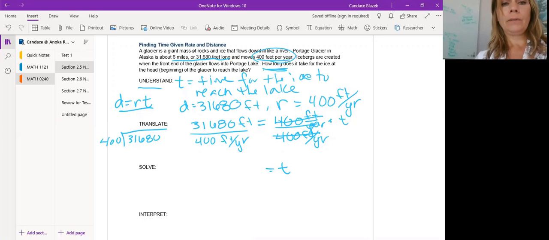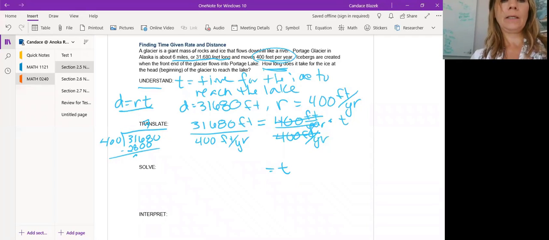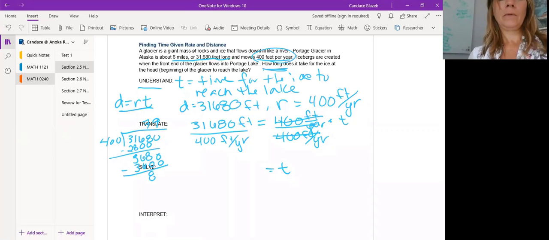So 400 doesn't go into 316, but it does go into 3,168 a total of 7 times. I'm going to subtract, and I get 368 when I look at the difference. I'm going to bring down the 0, and I notice that 400 now goes into 3,680 9 times. 9 times 400 is 3,600. Subtract, and I get 80.